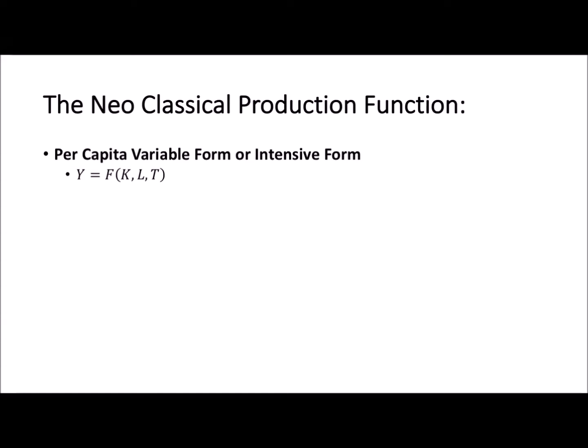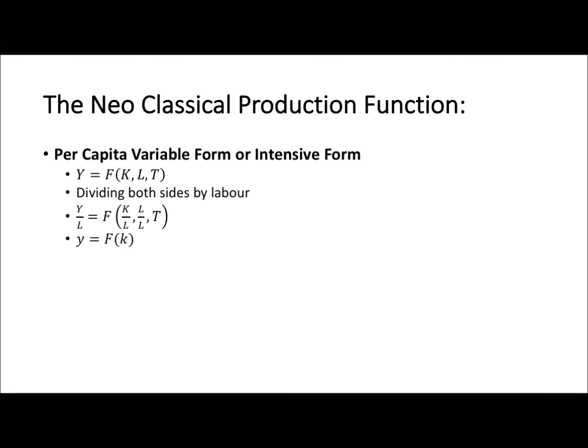We could say that we have Y is equal to F(K, L, T), and we know that T is again technology, which is constant. Y is a function of labor and capital, and then if we divide both sides by labor, अगर हम दोनों sides को labor के साथ divide करते हैं, we'll have this equation: Y divided by L, which is equivalent to F(K/L, L/L, T). Technology again is constant, so it is not being divided by labor. So now we have this form of the production function.